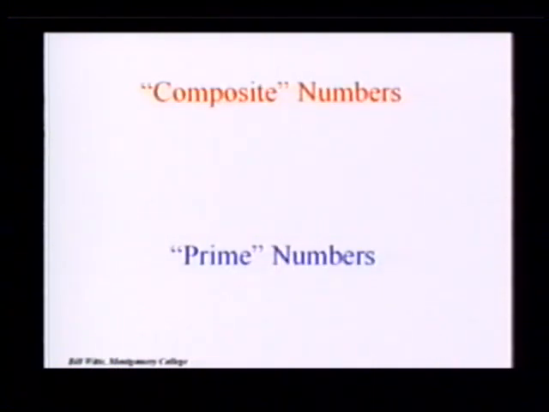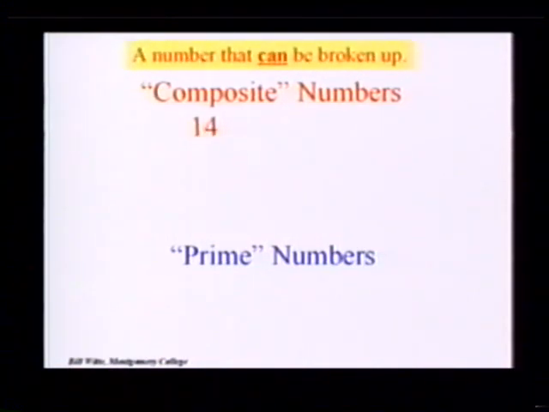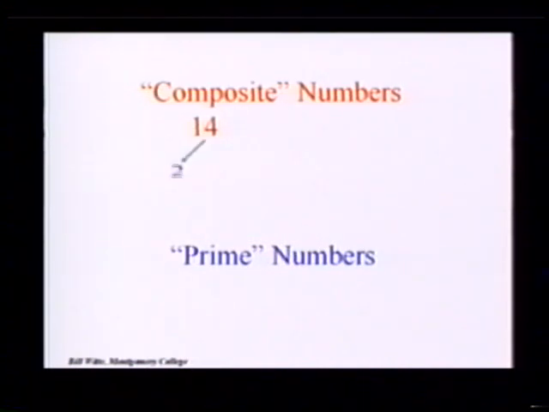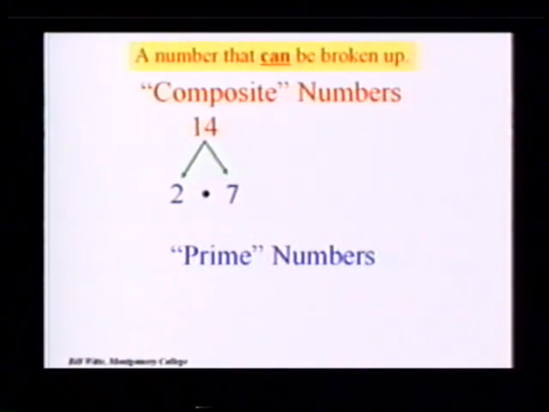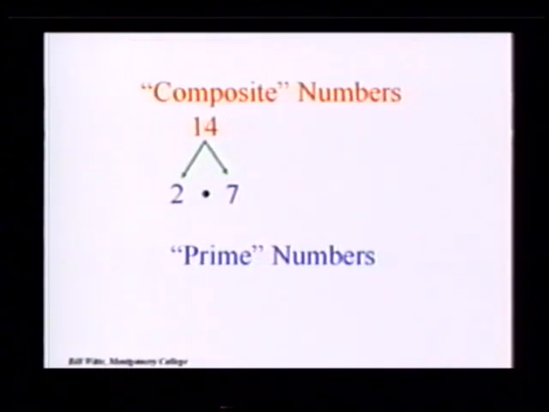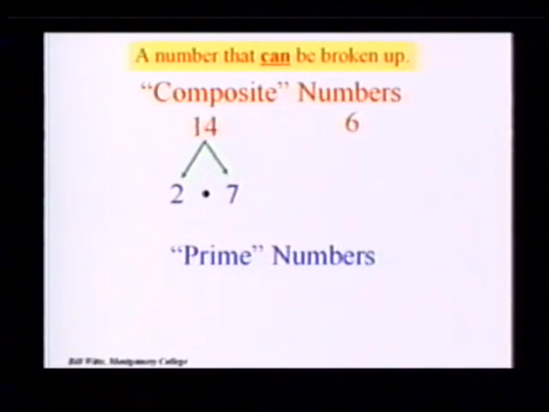Remember we covered composite and prime numbers. Composite numbers were numbers that you could break up. For instance, 14 breaks up into 2 and 7. 6 is a composite because you can break it up into 2 and 3.